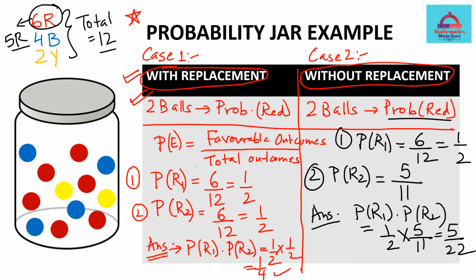So this is a very, very important concept that we have begun our session with today. And I'm sure looking at this example, you have clearly understood the difference between the two cases, with replacement and without replacement, when we are solving a question on a probability jar. This example would be really helpful for you all to understand the difference between dependent and independent events. So let's go further and look at their definitions and formulas.